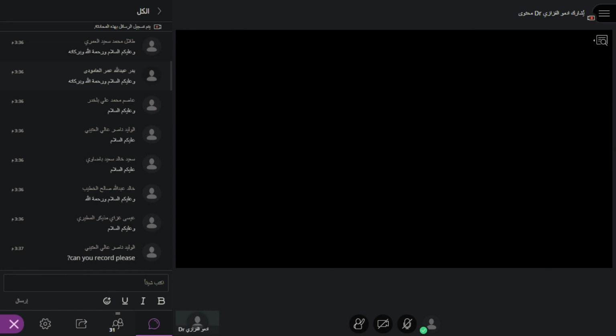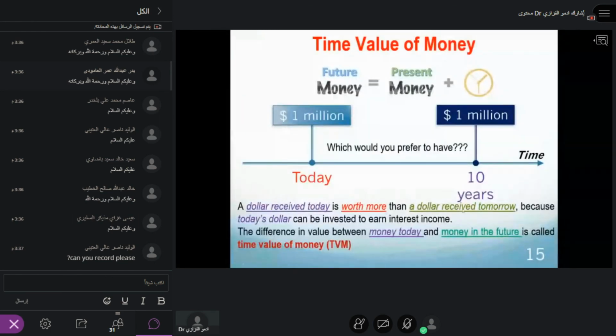Okay, so time value of money. $1 received today is worth more than $1 received tomorrow, because today's dollar can be invested to earn interest income. So the amount of money you invest today is worth more than the amount of money you will get in the future. For example, future money is equal to present money plus the profits that you gain from the investment, or the interest you will get if you put it in the bank. So the difference in value between the money today and the money in the future is called time value of money, TVM.